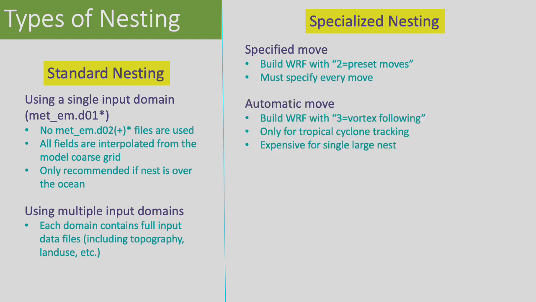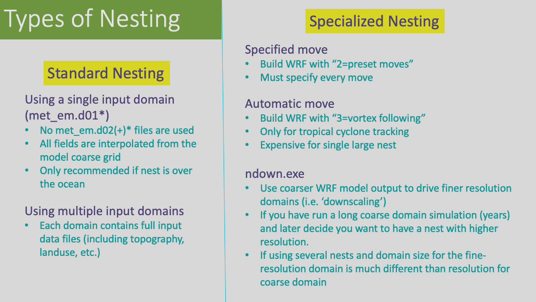The other type of moving nest is the automatic move option, which you can build by choosing the vortex following nesting option when you compile. This is used for tropical cyclone tracking and follows the area of lowest pressure. Because tropical cyclones move quickly over a large area, if you wanted to run a 3 to 4 day forecast, it would be very expensive to have a domain with the adequate resolution and to include the entire path of the storm. So an automatic moving nest would be the way to go.